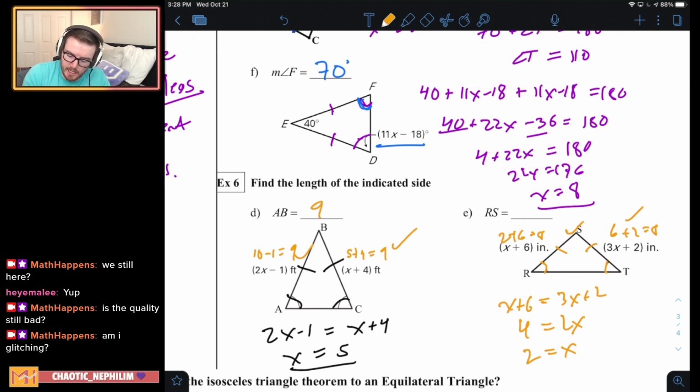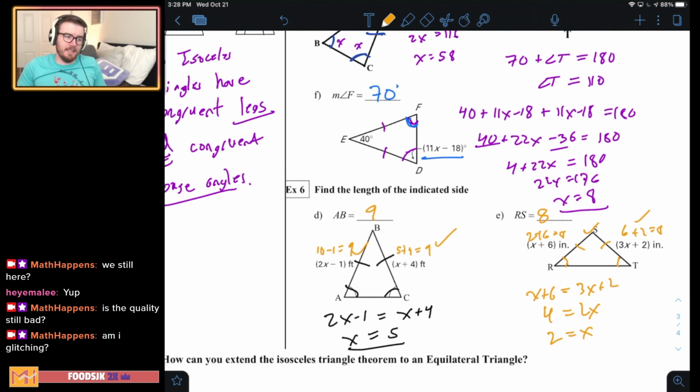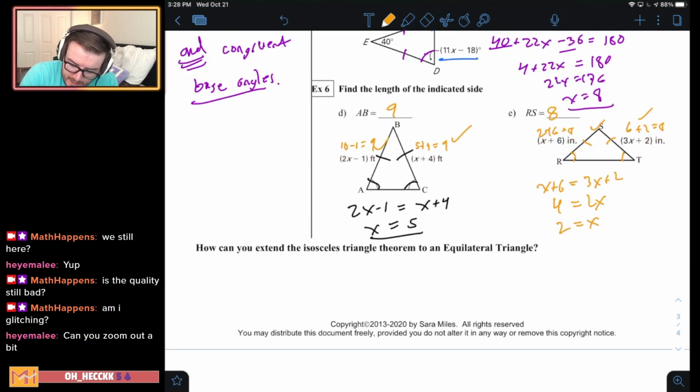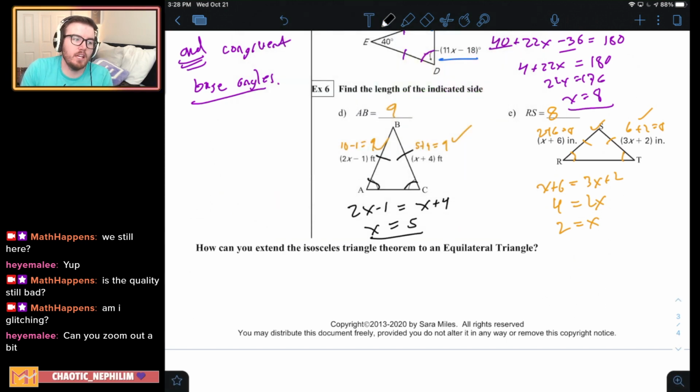So over here was 9, and over here is 8. And we did it. Easy lesson, right? Easy, easy, easy. Do not overcomplicate it. I guess this last question I didn't answer. How can you extend the isosceles triangle theorem to an equilateral?